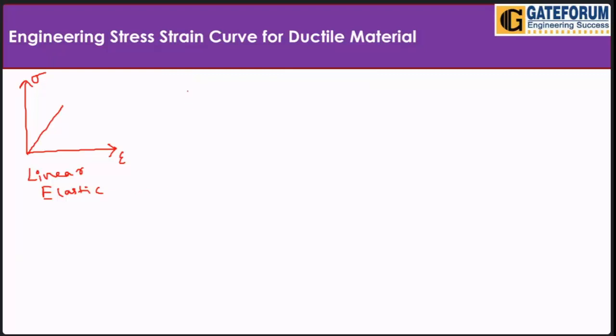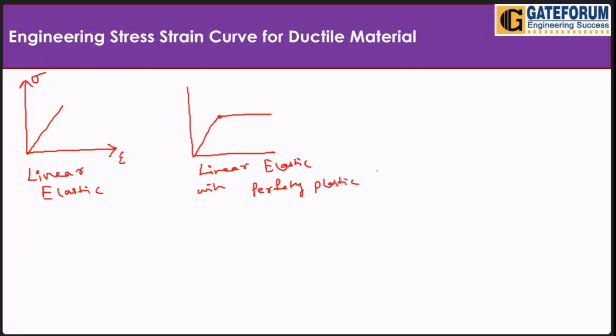Please remember, suppose this type of diagram is there: linear elastic with perfectly plastic. Here we have linear elastic, and then perfectly plastic. This is perfectly plastic.